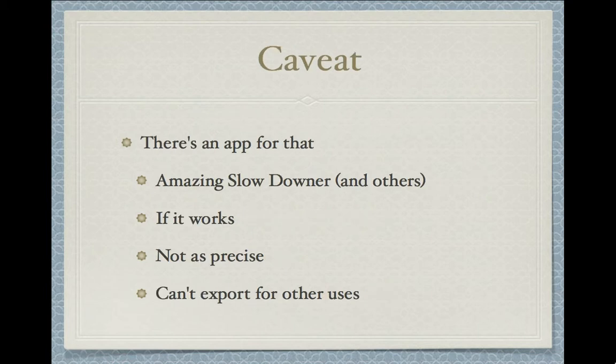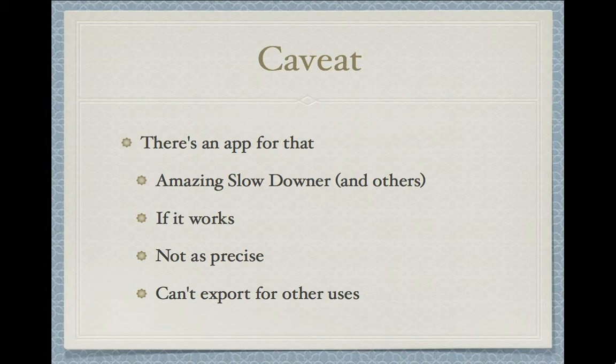That said, before you go to the trouble of learning how to create looping tracks, be aware that there are apps for doing that. For example, there's the amazing Slow Downer app, which is available for iPhone and Android, as well as others. If it works for you, go ahead and use it. There's no reason that you have to bother creating your own looping tracks.